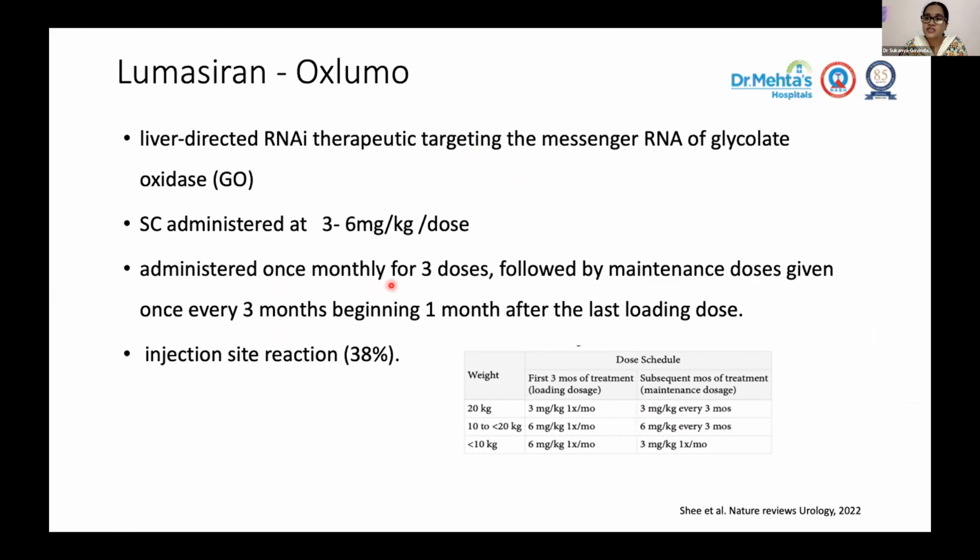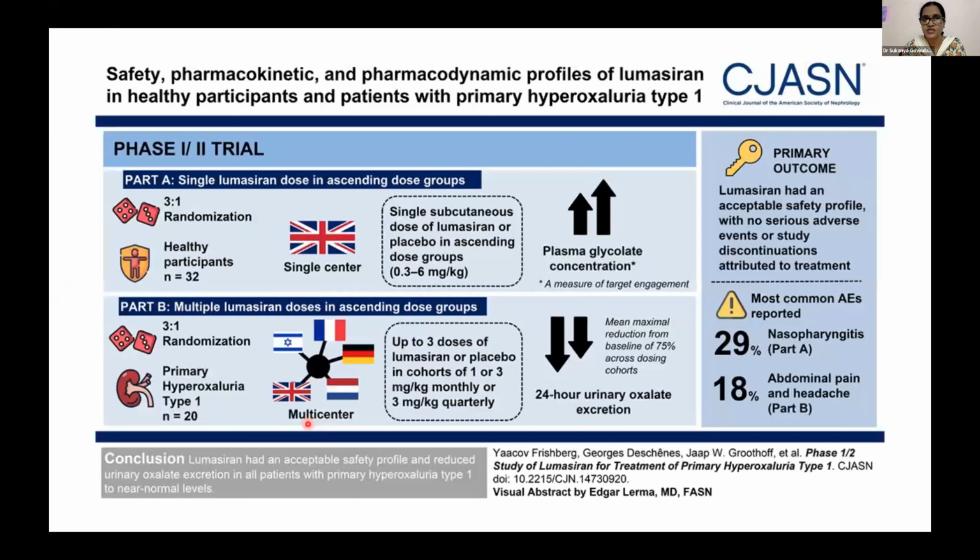So it is administered subcutaneously at a dose of 3 to 6 milligram per kg per dose. There are also weight-based schedules that are being used in various trials. It can be administered once monthly for 3 doses, and then a maintenance of once every 3 months is predominantly used in these trials. And injection site reaction remains the most common side effect with this drug.